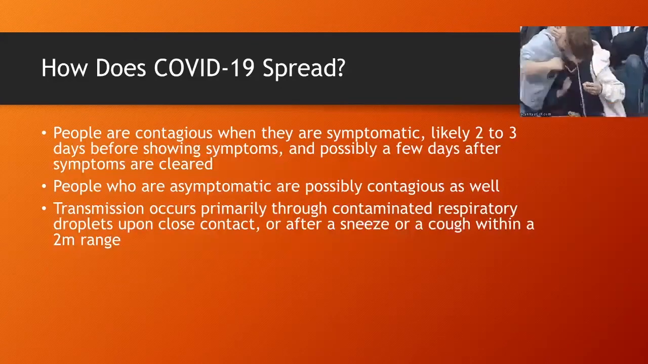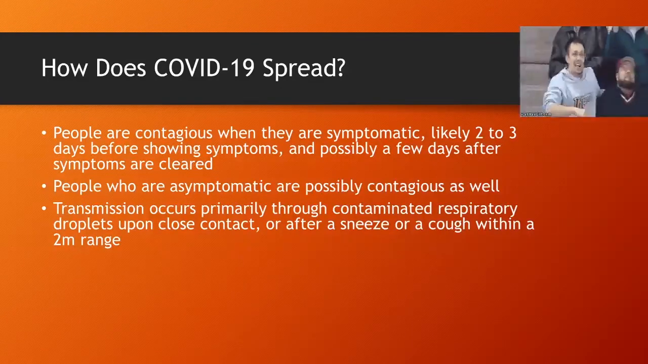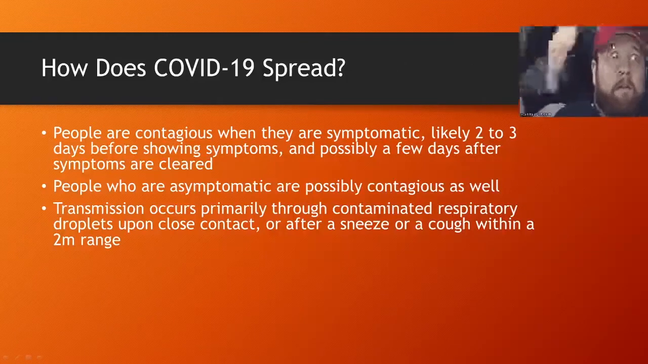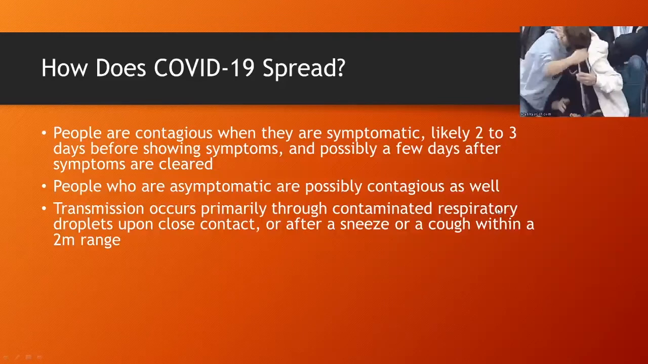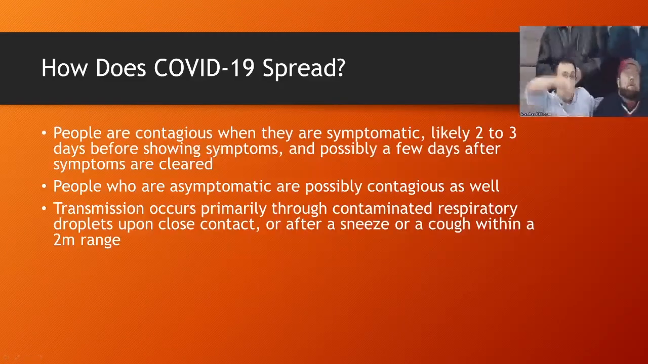Transmission occurs primarily through contaminated respiratory droplets upon close contact, like these gentlemen making out over here. That is not social distancing. Or after a sneeze or cough within a 2-meter range.